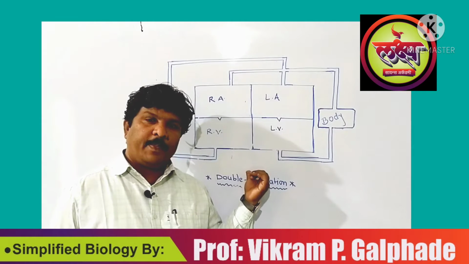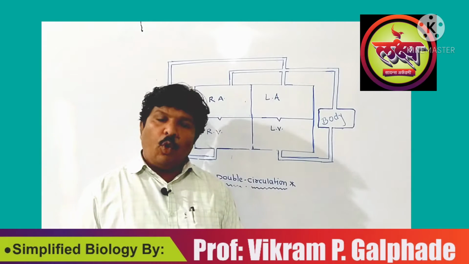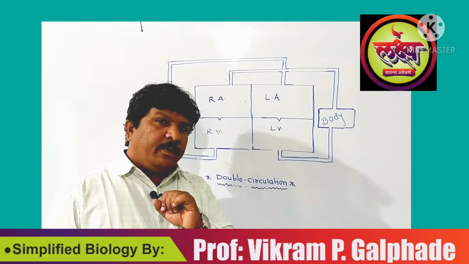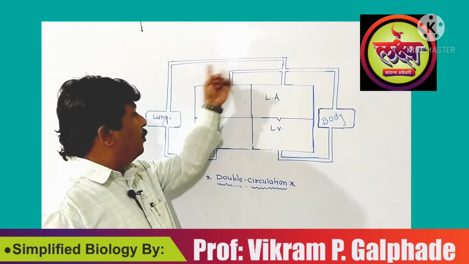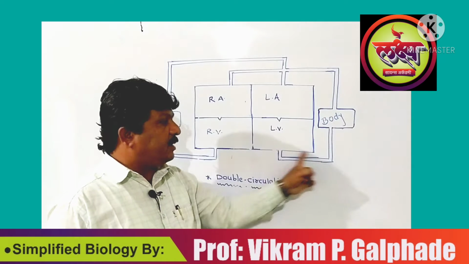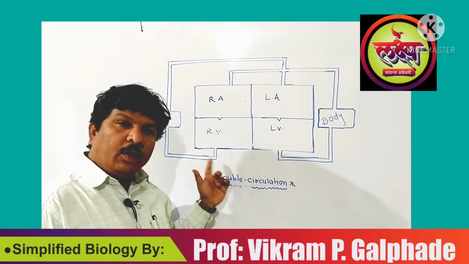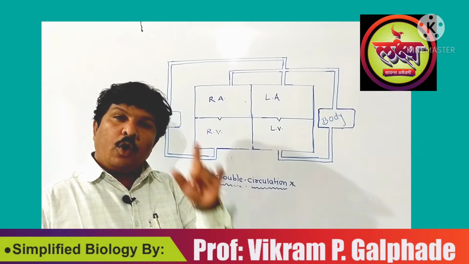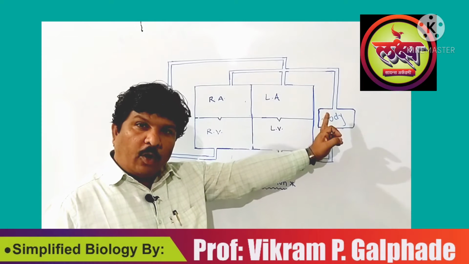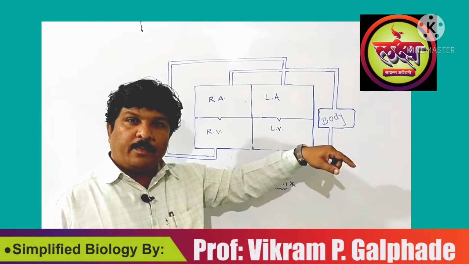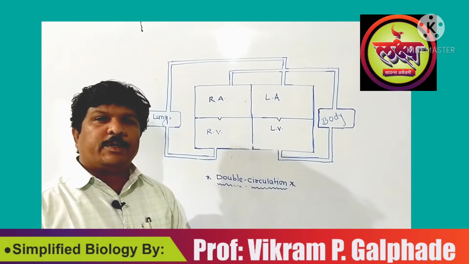This is a diagram representing double circulation. Boys, double circulation involves two different circuits. First, the pulmonary circuit, and second, the systemic circuit. The pulmonary circuit is also called pulmonary circulation or lesser circulation. The systemic circuit is called greater circulation. We will see both circulations one by one. First, pulmonary circulation.